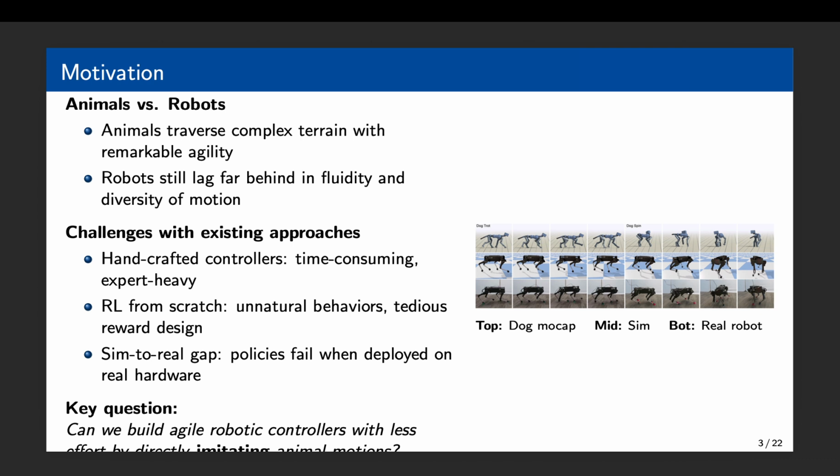Reinforcement learning offers an alternative, but designing reward functions that produce the exact behaviors you want is itself a laborious process. And on top of that, policies trained in simulation tend to fail when you actually put them on a real robot. So the question this paper asks is, instead of designing everything from scratch, can we just show the robot what to do by letting it imitate real animals?